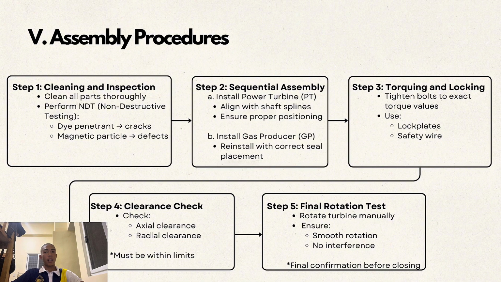We begin with the gas producer support. First, install the non-amplified bearing into the GP support housing. Ensure the race is properly seated.